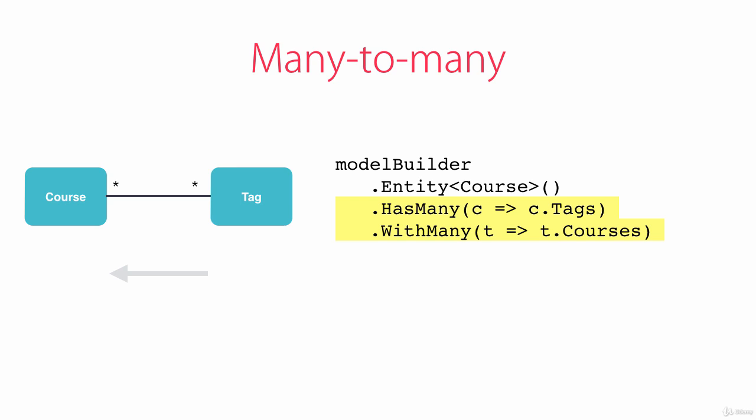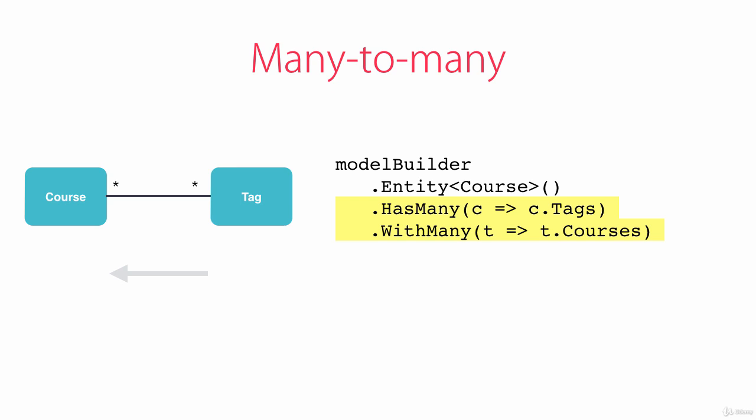Now the interesting thing here is, even if we don't write this configuration, Entity Framework can infer based on the associations between these two types that this relationship is a many-to-many relationship. So you might ask, then why do we have to write all this code? You would write it only if you want to supply additional configuration for this many-to-many relationship.